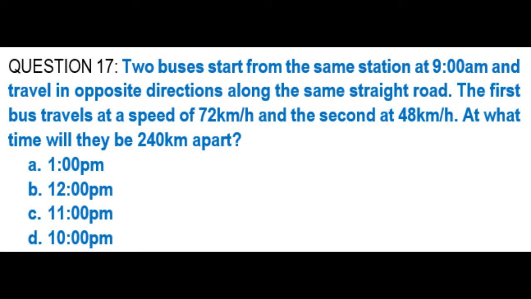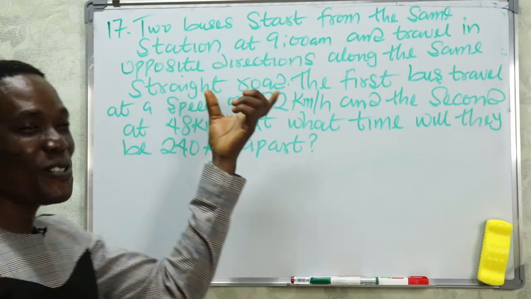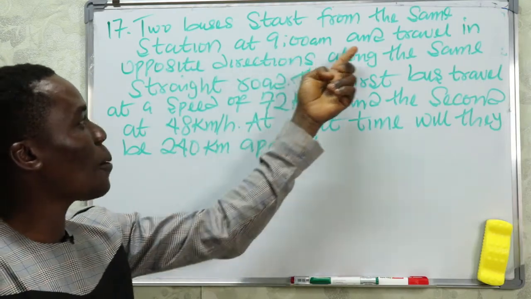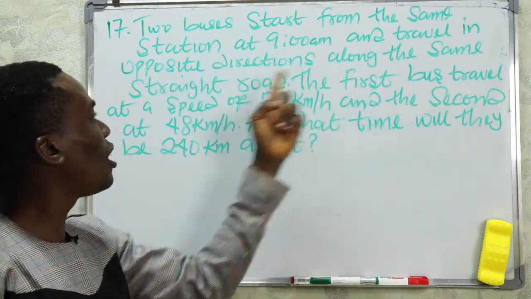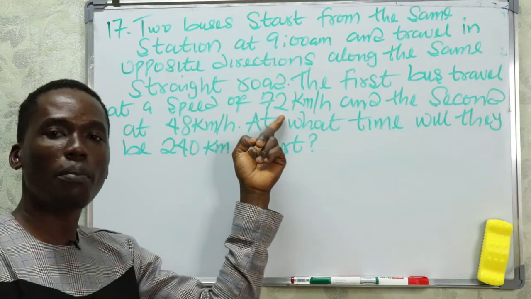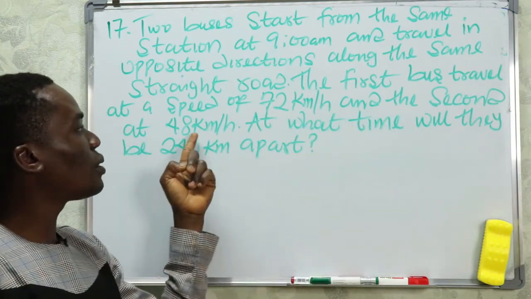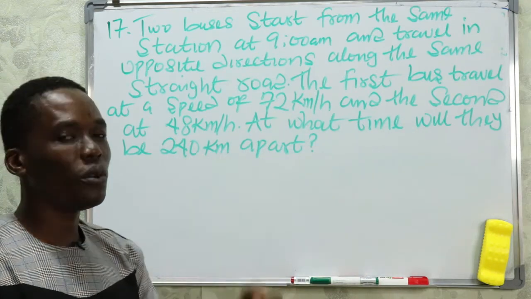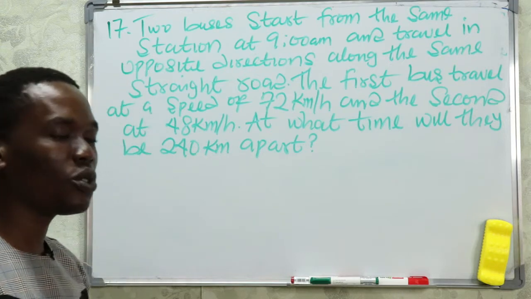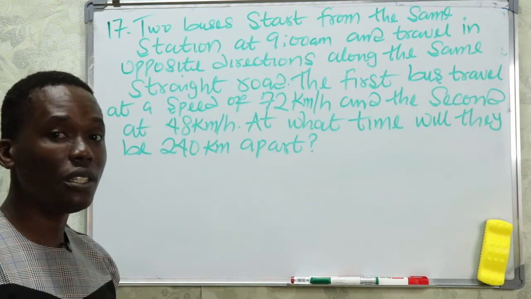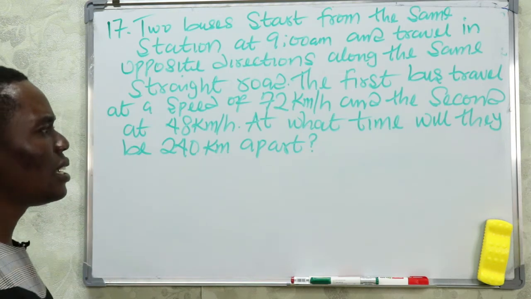Question number 17 says two buses start from the same station at 9 a.m. and travel in opposite directions along the same straight road. The first bus traveled at the speed of 72 km per hour and the second at 48 km per hour. At what time will they be 240 km apart? Now you see this question involves a diagram, and once you can draw it, then you can solve it. Now let's start with the drawing.